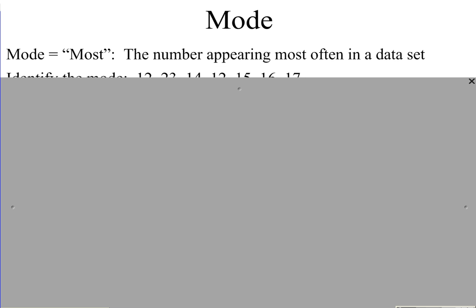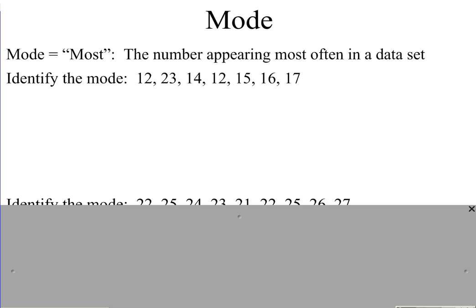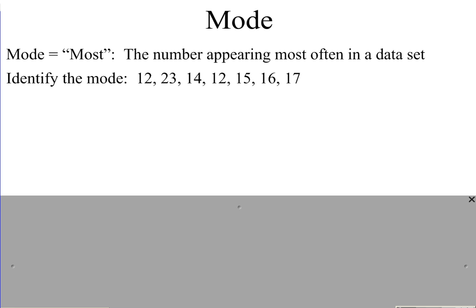Mode. A word that helps us remember what mode is, most. The mode is the number appearing most often in a data set. Identify the mode of this set: 12, 23, 14, 12, 15, 16, 17. Sometimes a data set will have no mode. In other words, everything occurs the same number of times. In this case, there is one data point that appears most often, more than all the others. That is 12. It appears twice. Everything else appears only one time.